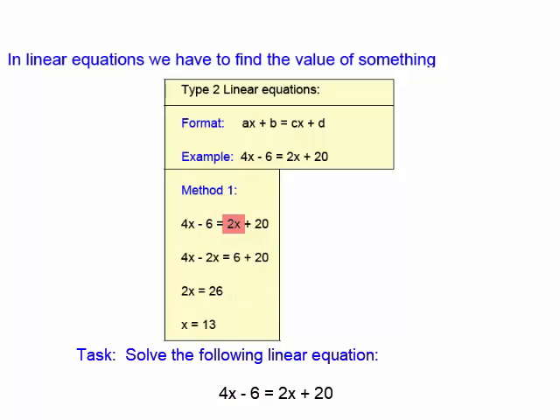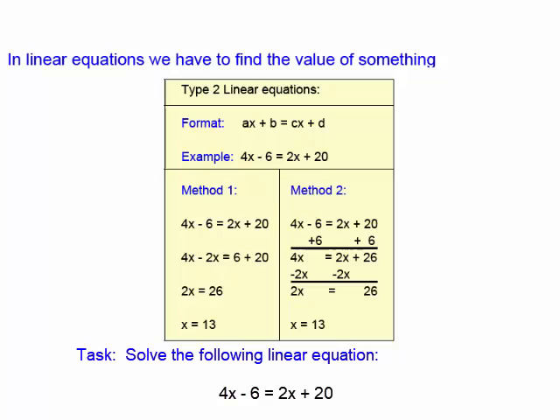In this example, we can move the 2x across the equal sign, which makes it into a minus 2x, and we can move the minus 6 across the equal sign, which makes it a plus 6. You now have the equation 4x minus 2x equals 20 plus 6. 2x equals 26. X equals 13.